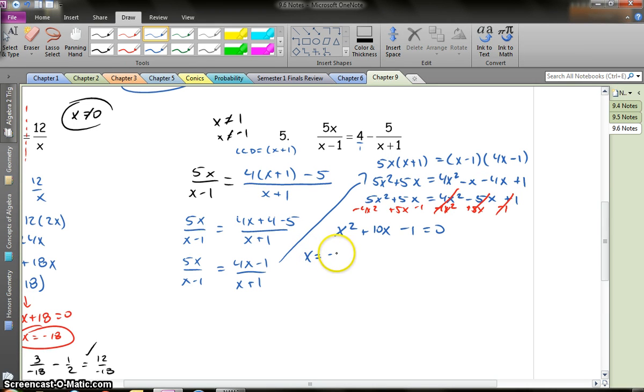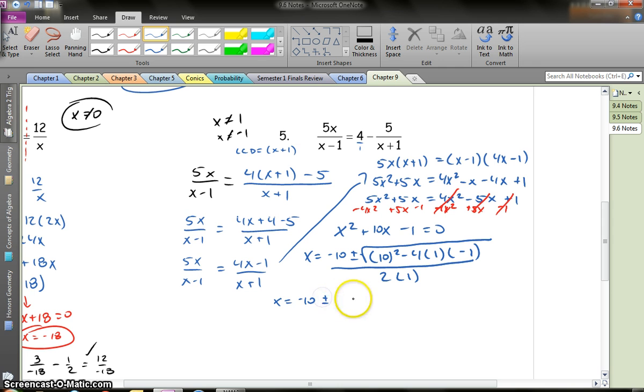So I get x equals opposite b plus or minus the square root of b squared minus 4 times a times c, all over 2 times a. So that leaves me with negative 10 plus or minus the square root of 100 plus 4, all over 2. So negative 10 plus or minus square root of 104 over 2. All right, you got to break down that 104: 4 and 26. 2 and 2, this be 13 and 2, so that leaves me there.